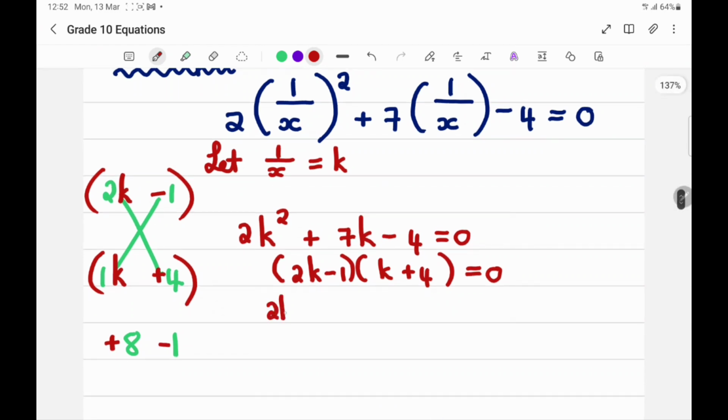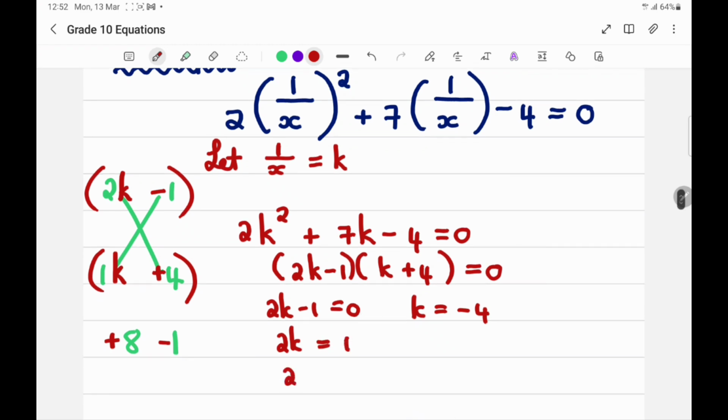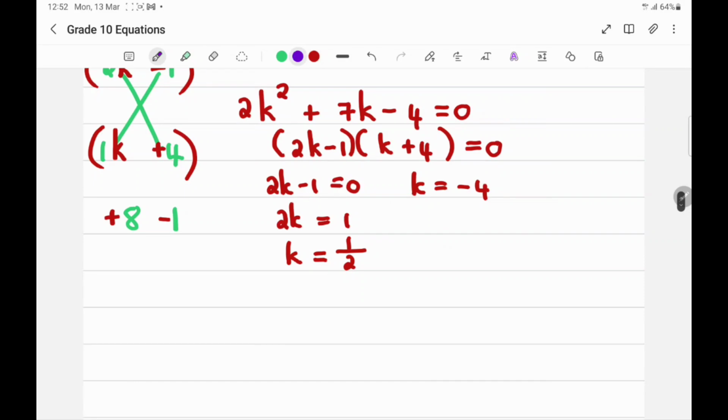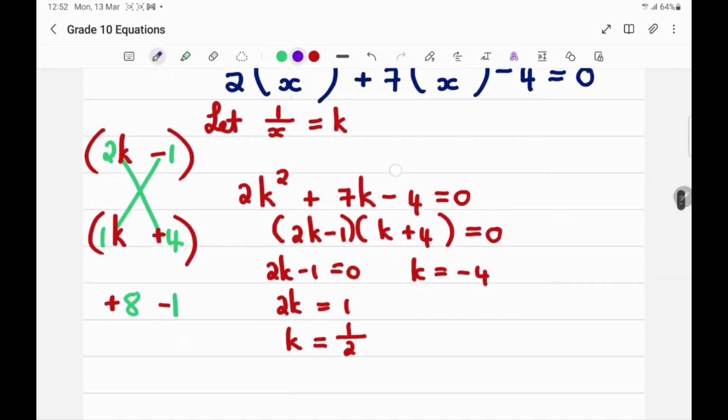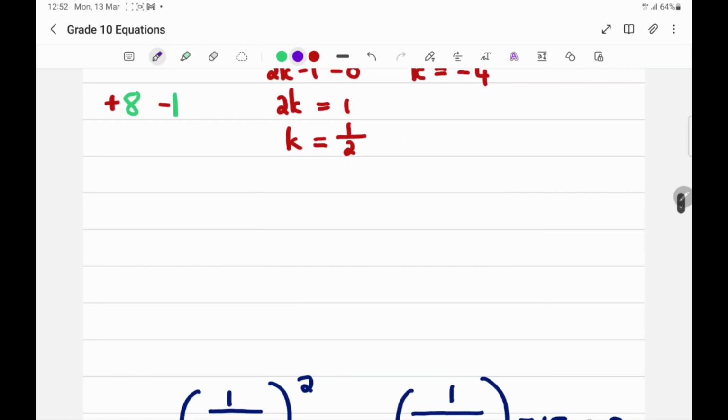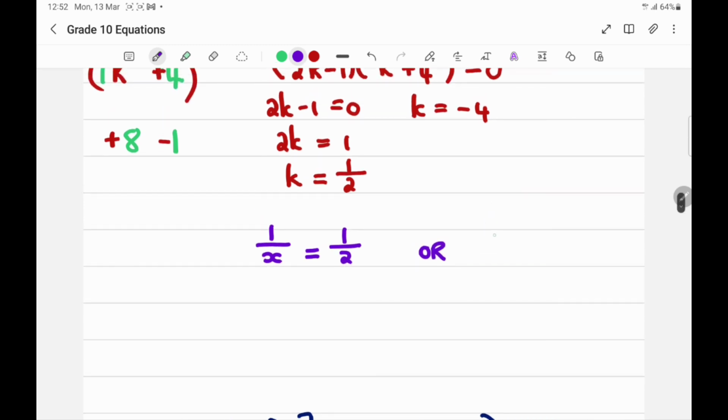Then we're going to let each bracket equal to 0. That one I can solve immediately. So 2k is equal to, if I throw the 1 over, oops, so k is equal to a half. Alright, but please remember, we're not solving k, we are solving x. So we have to go sub it back. 1 over x is a half, or 1 over x is equal to negative 4.